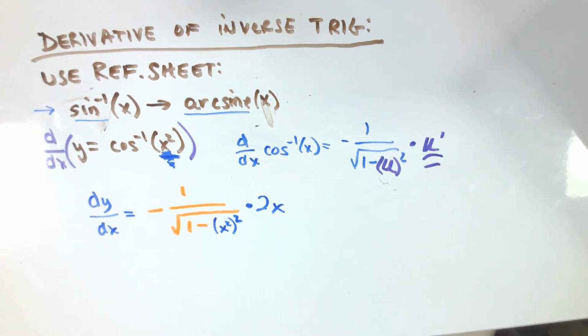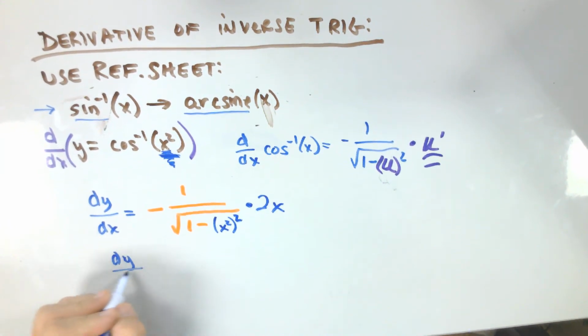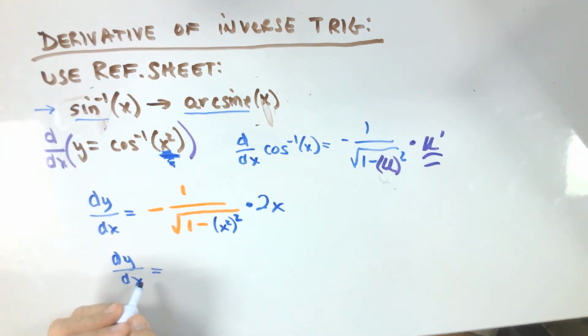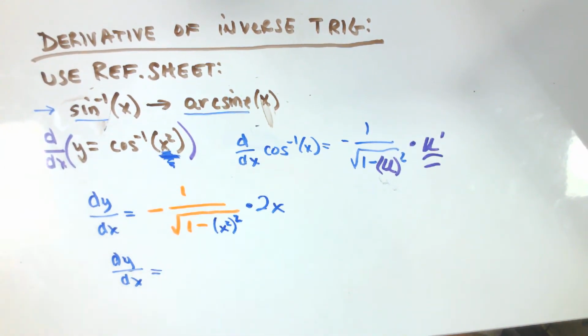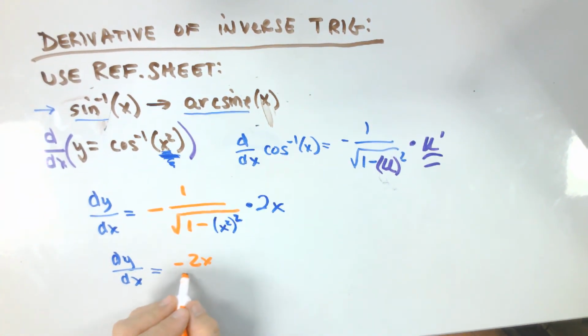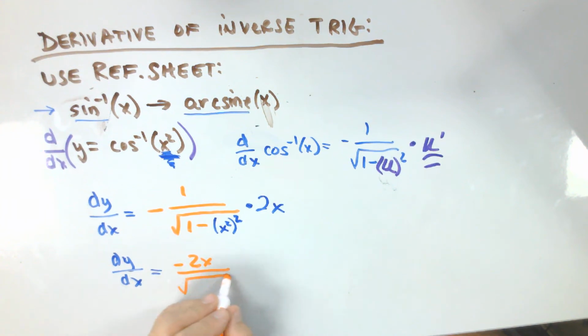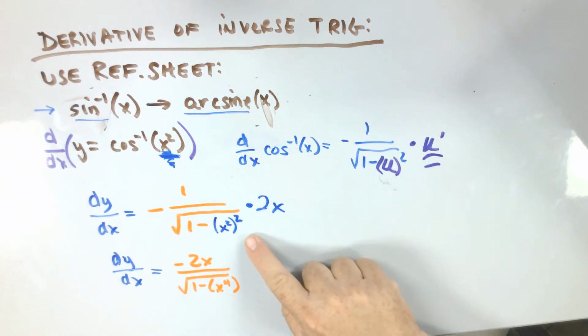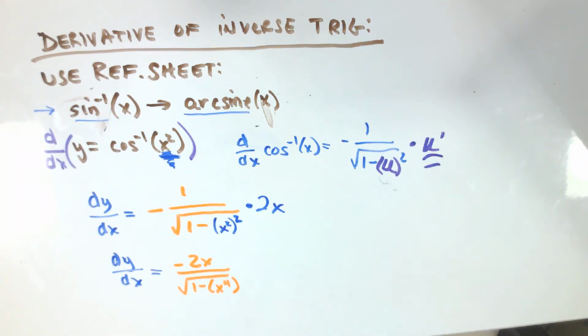So when I clean all this up, my dy/dx is equal to -2x over the square root of 1 minus x to the 4th, because I just square that there. Okay? So that's how you're going to use the inverse trig functions today.